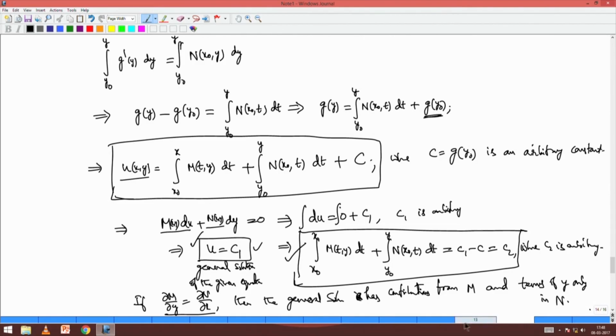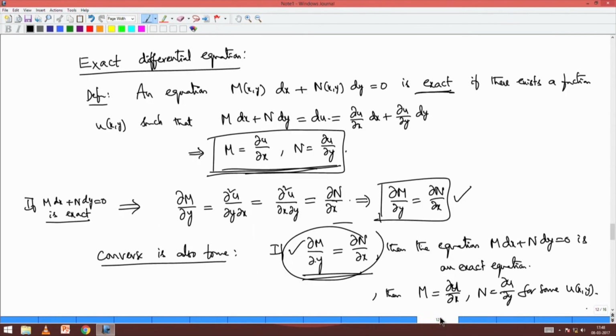In summary, given a differential equation like this, it is exact, this is the definition: m and n I should be able to write in terms of partial derivatives of some function u of x, y. If this is exact, that means I can find such a u satisfying this, and immediately this condition is satisfied. So this is a necessary condition.